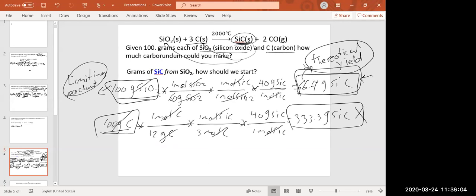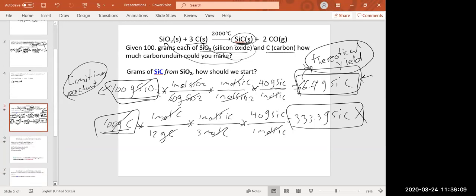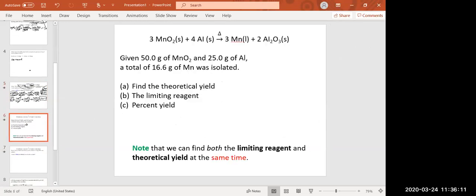Okay, let's go on to practice with more examples. Let's look at this one. We have this reaction: 3MnO2 plus 4Al give us 3Mn liquid, and we have 2Al2O3. Given 50 gram of MnO2 and 20 gram of aluminum, a total of 16 gram of Mn was isolated.